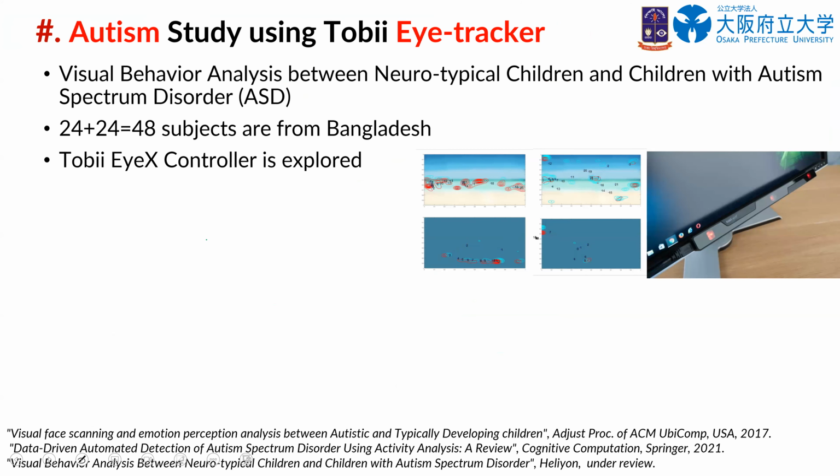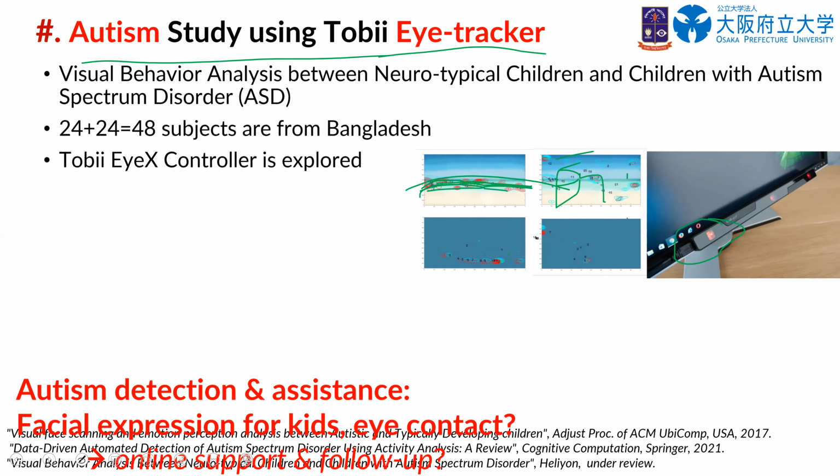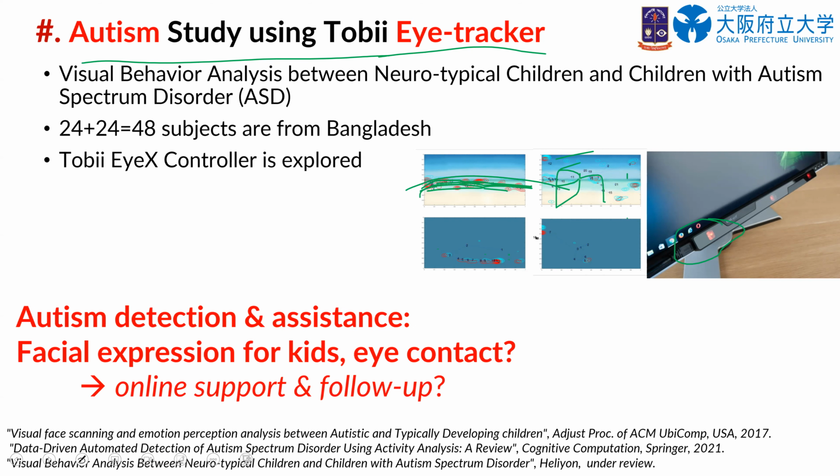So this is one. Autism study using an eye tracker to understand whether someone is a neurotypical child or someone has ASD. The eye tracker will track where the eye is looking on the screen. If a ball is moving from here to here, you will look this way, with saccadic movement. But if the movement is random for an autistic child, then we can understand this is a problem. Now, autism detection and assistance: facial expression for kids, eye contact.